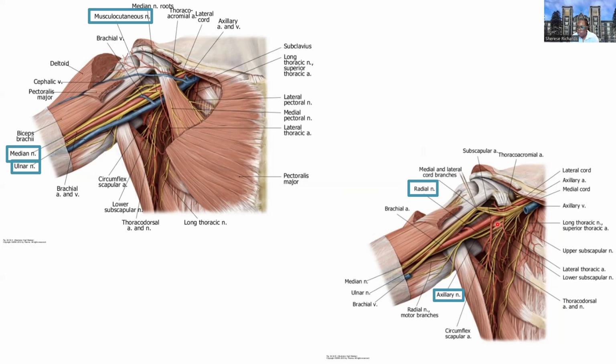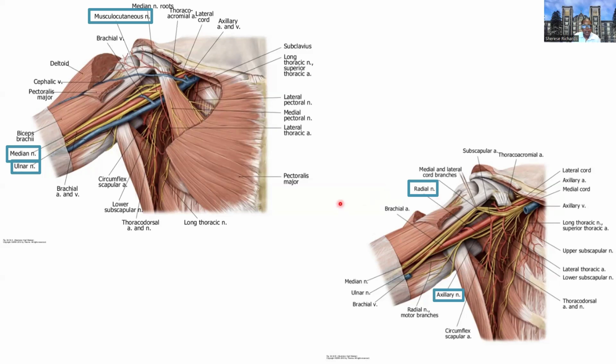And in order to see the posterior cord structures, we have to kind of peel it back. So if we peel back those anterior structures, now we can see the axillary artery, and now we can see the posterior cord and its two branches, which are the axillary, turning immediately to supply shoulder muscles. All right, here's the axillary. And then the radial going all the way down the back of the arm to supply all of the extensors of the arm and forearm.